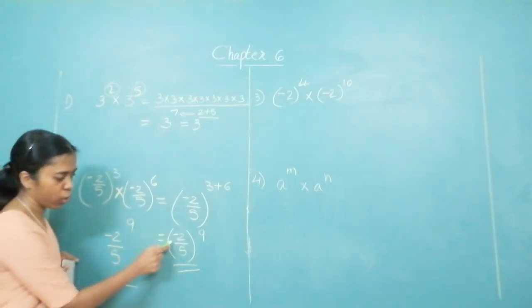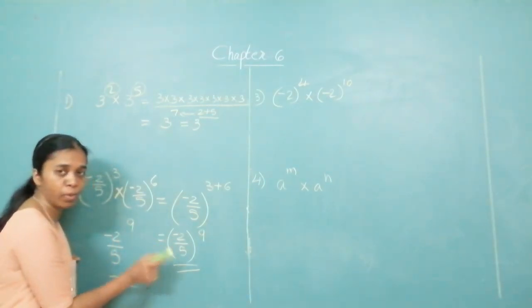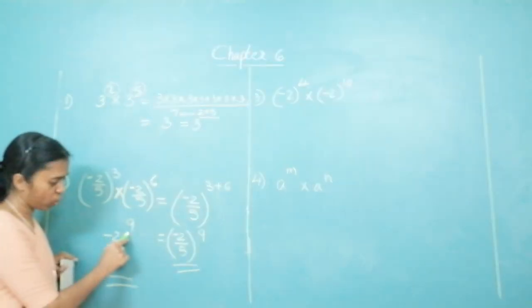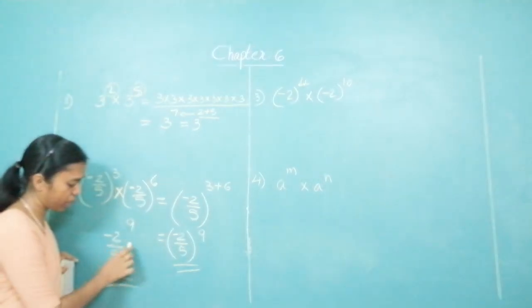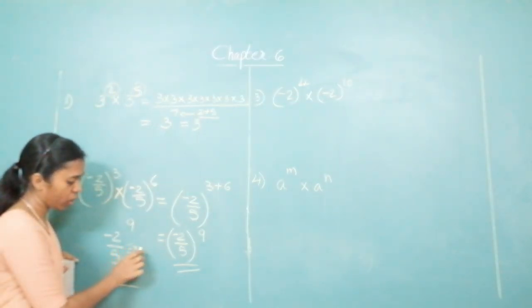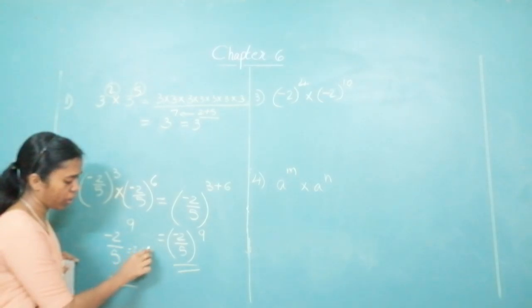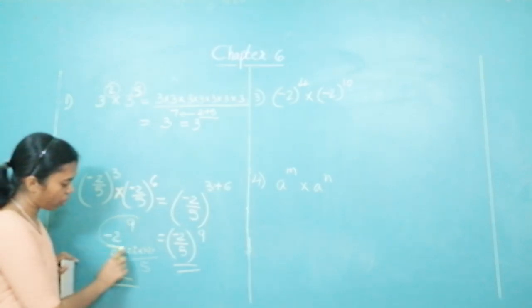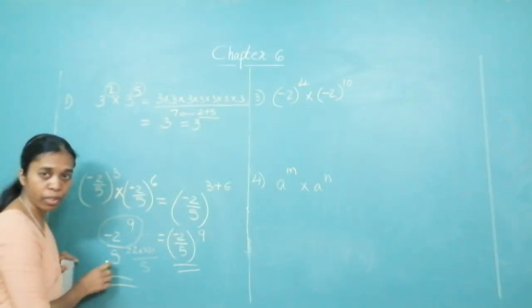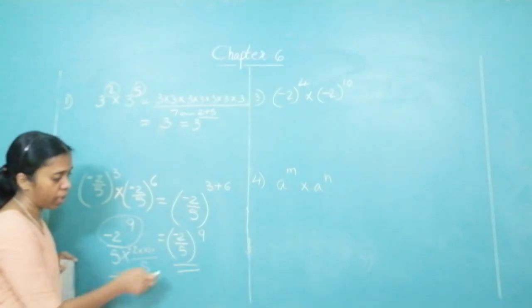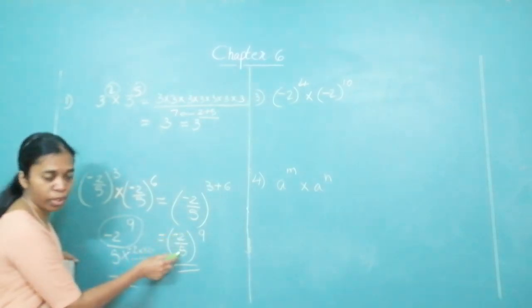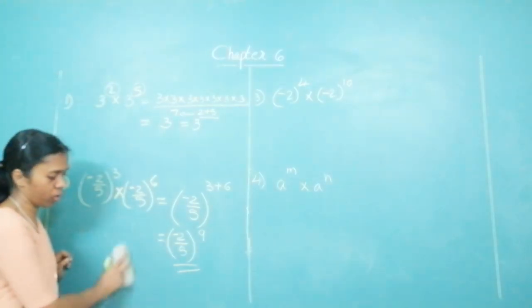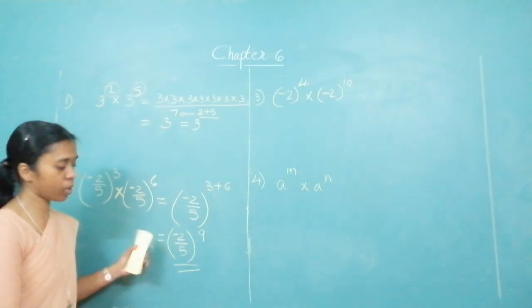Because I have been always telling you, whenever it's a fraction, put the bracket. Why? If you write minus 2 upon 5 raised to 9 without a bracket, this means minus 2 only is multiplied 9 times. 5 is not multiplied. This applies only for the numerator, not for the denominator. This is wrong. Whereas ours base is minus 2 upon 5. So this full thing is raised to 9. So the bracket is very, very important. This is very commonly missed out, that you miss the bracket.